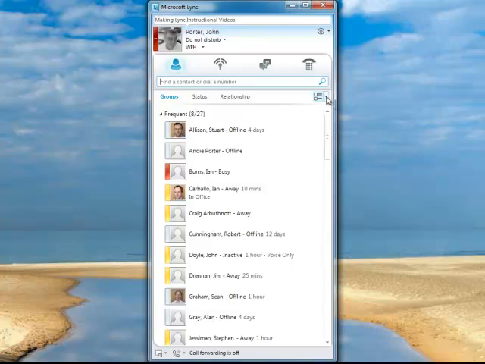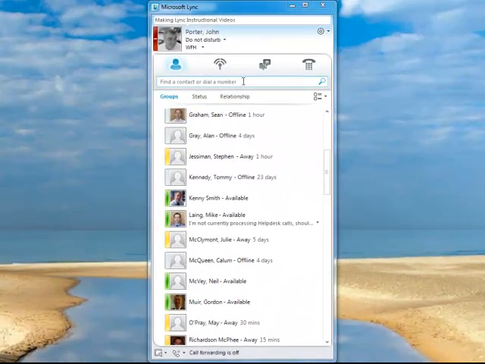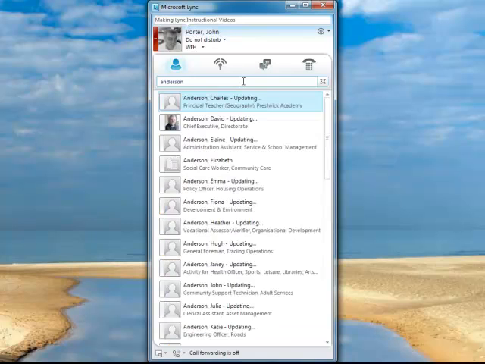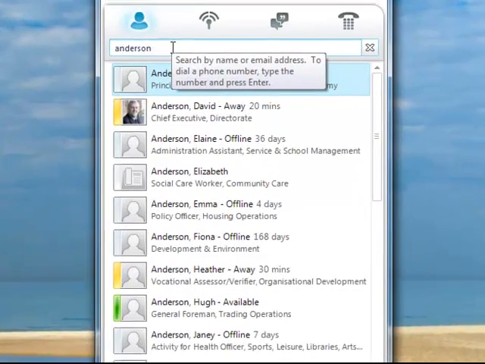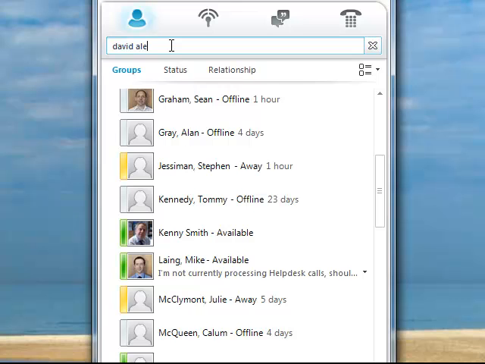So, quite straightforward. If we want to make a call, all we do is find the person. So in this case, we'll look for David Anderson. There we can see David's away. He's been away for 20 minutes. So we're not going to call him. So we've saved ourselves and him the problems of having missed calls and leaving messages. We'll just wait until he's available.